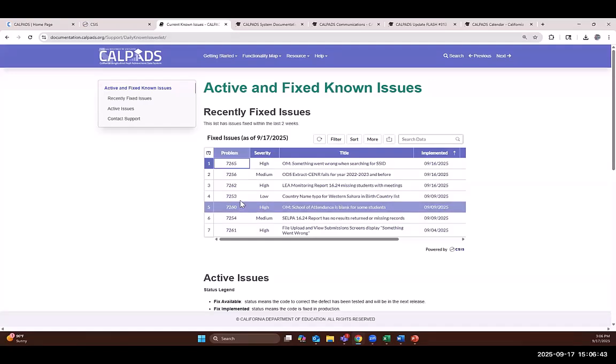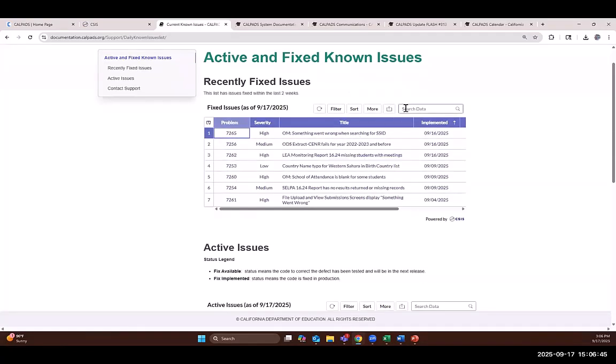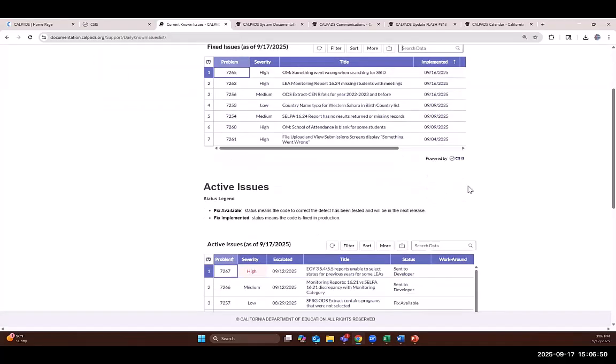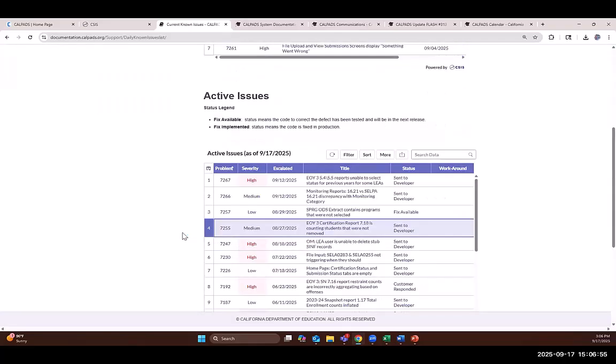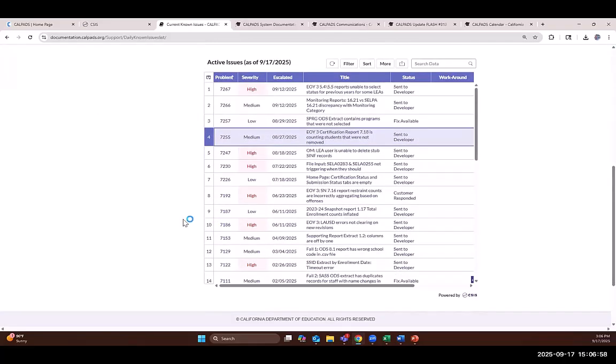First question is from Soraya. Hello, may we receive an update on the expected resolution date of the active issue 7255? We probably have not been prioritizing that one, Soraya. Knowing that you need it helps so that we can get that in the queue at least, because we've been working on Fall 1. I'll make a note of that and make sure it's included in the next release or two.